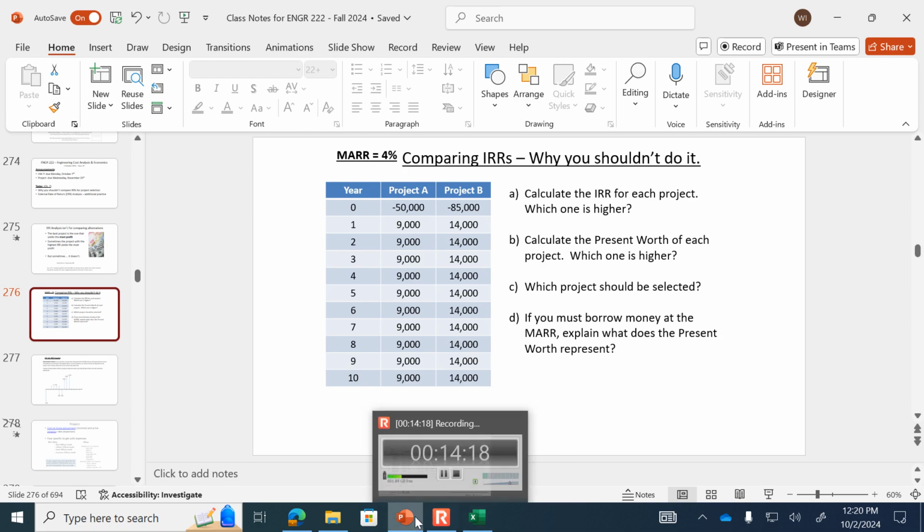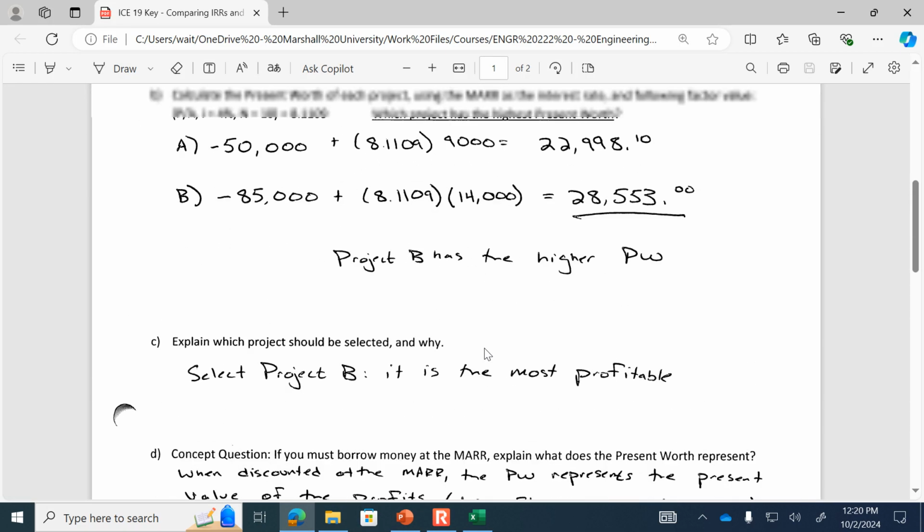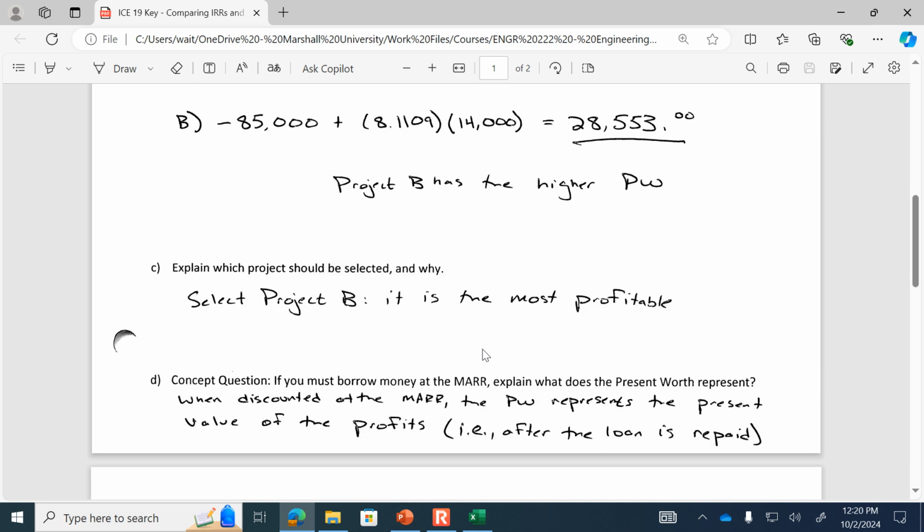And so the answer to that part D, the concept question here, is if you're borrowing money at the MAR, then the present worth represents your share of the profits. There's all this revenue coming in, and some of that goes to repay the original investment plus interest, and the present worth of the future profits when discounted at the MAR represents the leftover profits that you would keep after the loan is repaid.